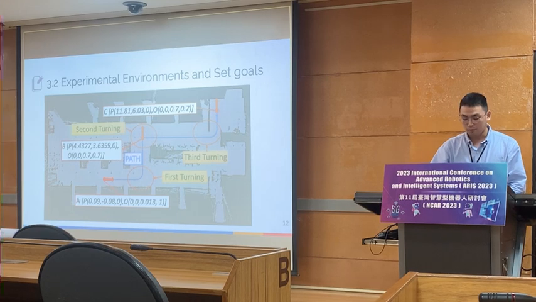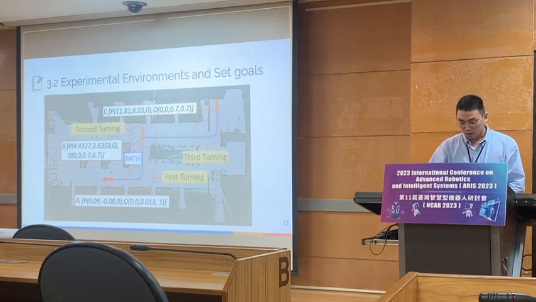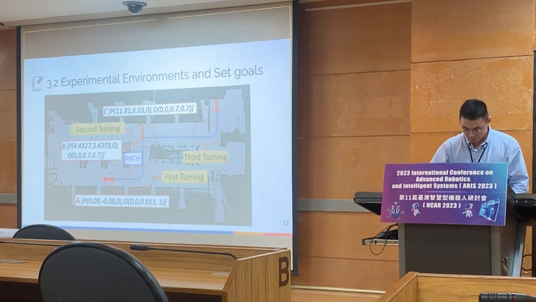3.2 Experimental environment and setting goals. We set 3 points in the experiment, which consist of position and orientation. The position is the 3-dimensional Cartesian coordinates, and the orientation is the quaternion. The robot will travel from point A to point B to point C.